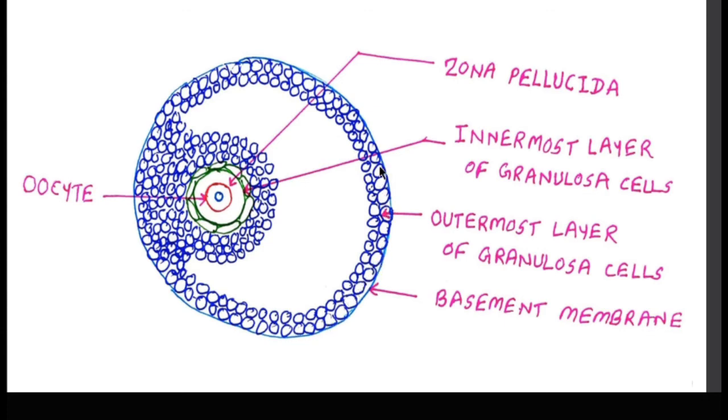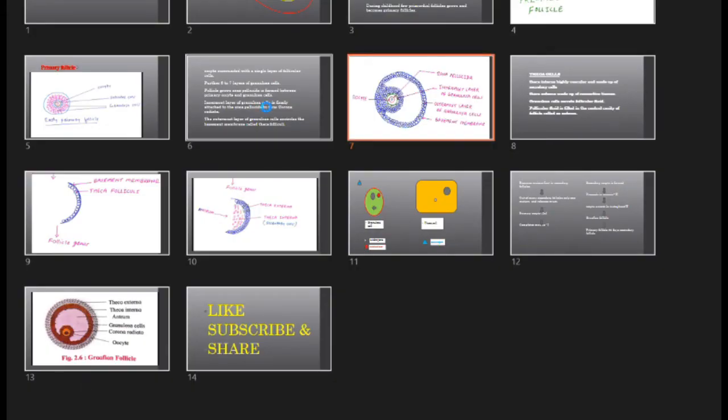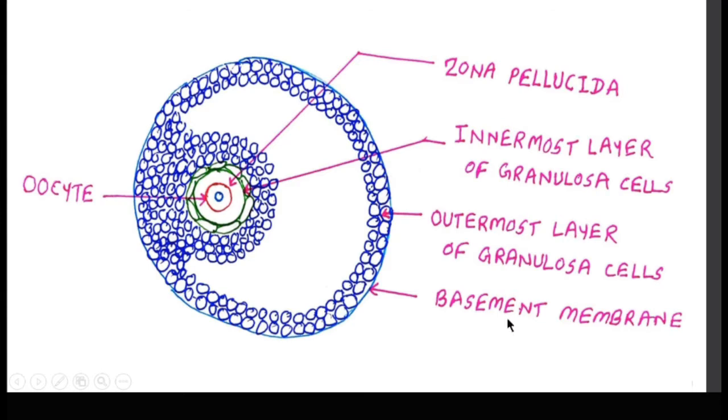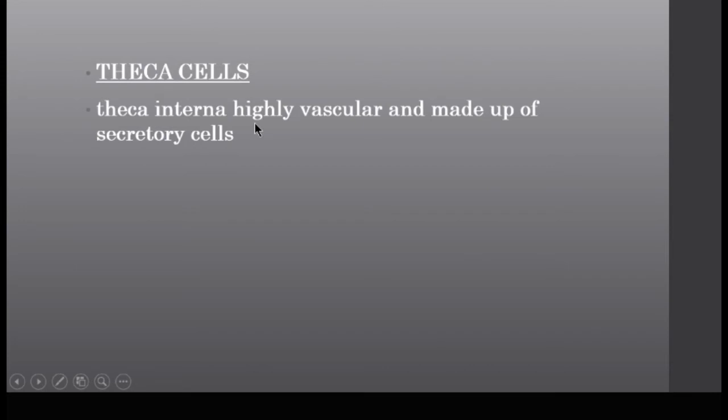So you can see this is the basement membrane, and the layer of cells encircling the basement membrane is called the outermost layer of the granulosa cells. As the follicle grows, this layer is called the theca folliculi. We'll see that. We have seen just right now that the outermost layer encircles the basement membrane, and this layer is called the theca folliculi. So we will talk about the theca cells, the cells of the theca folliculi.